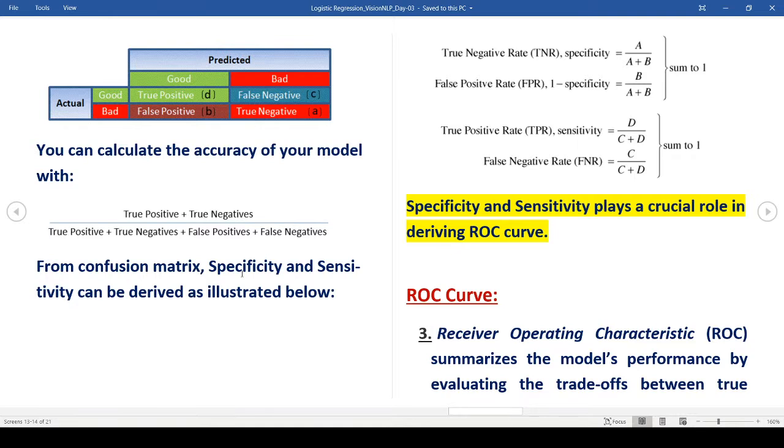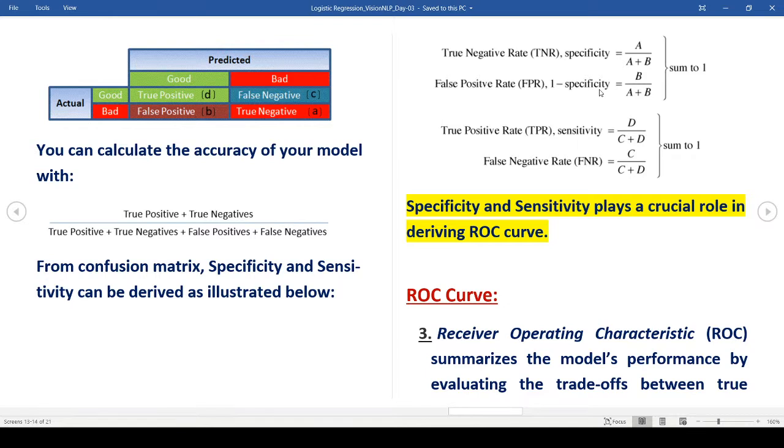From the confusion matrix, specificity and sensitivity can be derived as illustrated below. You can see the formula for the true negative rate. We have to keep in mind these terms, specificity and sensitivity. Just forget about the other names for now. When we talk about specificity, that means true negative divided by true negative plus false positive.